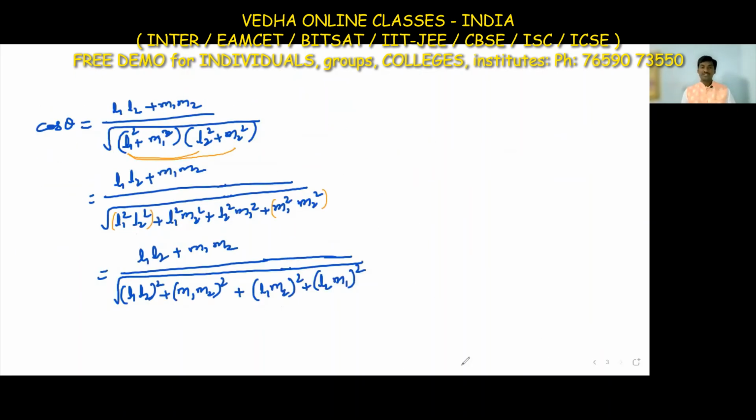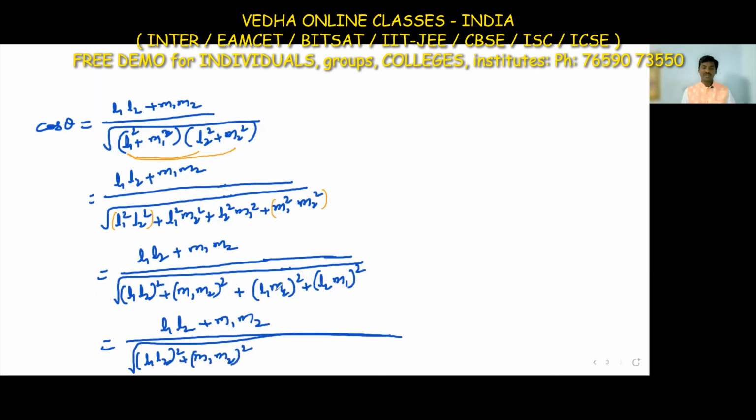So this is equal to L1 L2 plus M1 M2 whole divided by, I am writing this L1 L2 whole square as it is, and M1 M2 whole square also as it is. What I want here is the 2AB term, that means 2 into A, which is L1 L2, and B, which is M1 M2. So I subtracted, that's it.